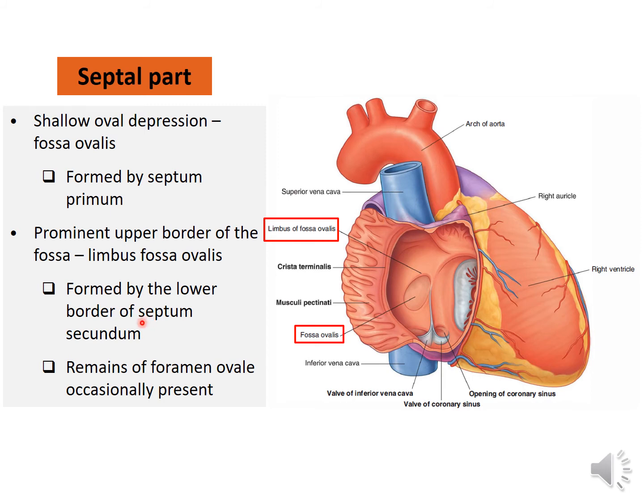Sometimes in a few infants you can find that between these two parts, the fossa ovalis and your limbus fossa ovalis, there is a presence of a foramen which is called the foramen ovale. The presence of this foramen is abnormal, it's an anomaly, but otherwise in all individuals this foramen will be closed.